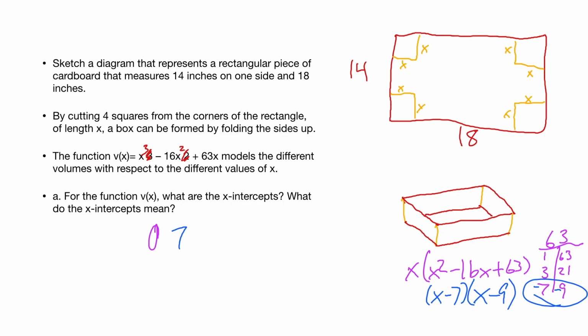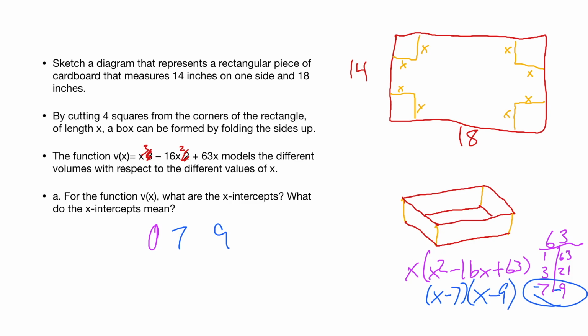Or finally, x minus 9 would be 9. That goes with the 18. I would do the exact same thing on the other side if I cut 9. I also can't cut 9 because then I would have overlapped by 4 inches on my 14 sides. So the 0 represented, in this case, the least I could do. The 7 represented the most I could do on the sides of 14. And the 9, the most I could do on the sides of 18.